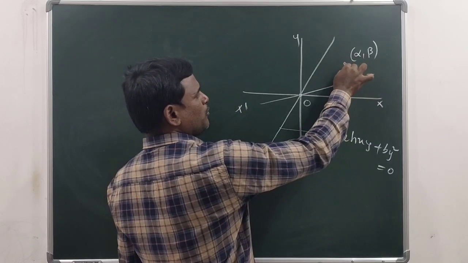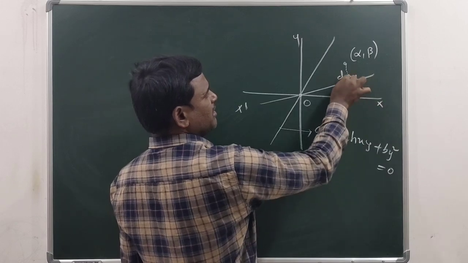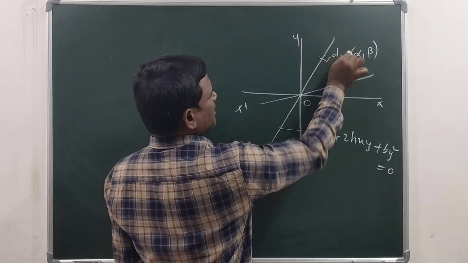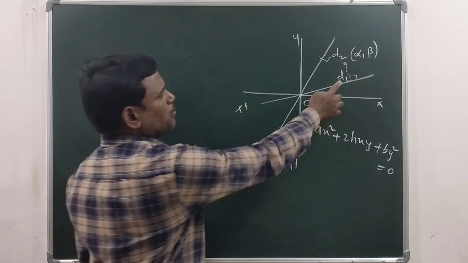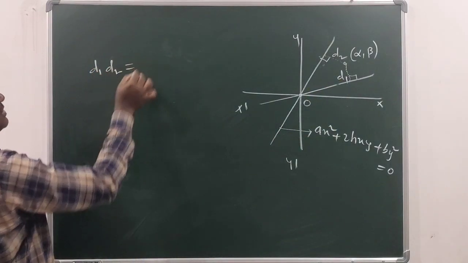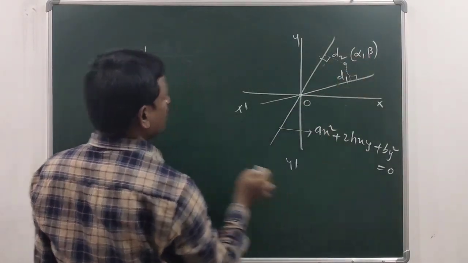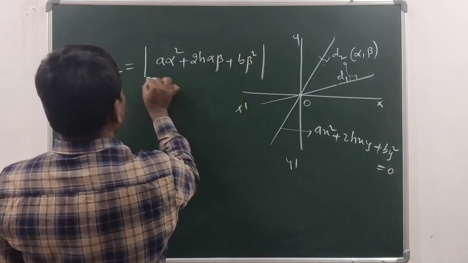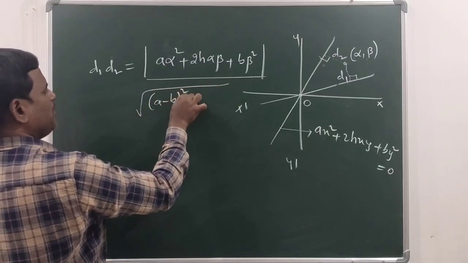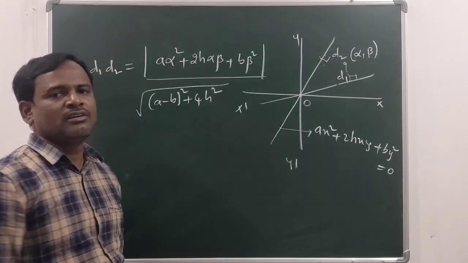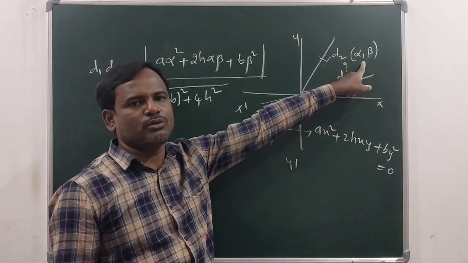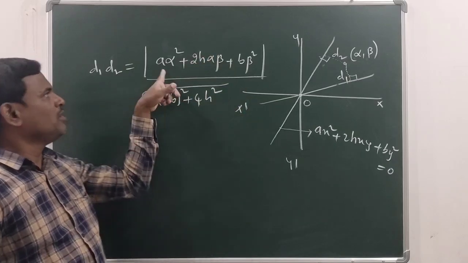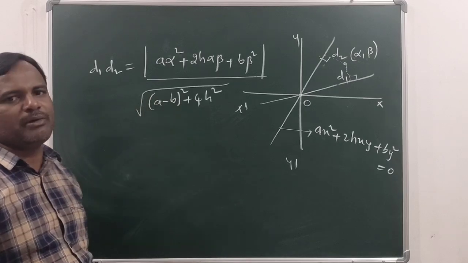Now I am dropping an altitude from this alpha comma beta to this line, that is d1. I am dropping one more perpendicular from this point to this line. This is d2. So what I want is their product, d1 into d2, which is equal to mod of, see students, substitute alpha beta in the place of x and y. You get a alpha square plus 2h alpha beta plus b beta square whole by square root of (a minus b) whole square plus 4h square. This is the product of perpendiculars dropped from alpha comma beta to the pair of lines represented by this, which means d1 into d2 is equal to mod of a alpha square plus 2h alpha beta plus b beta square by root of (a minus b) whole square plus 4h square.